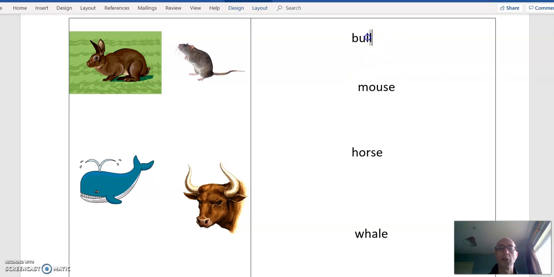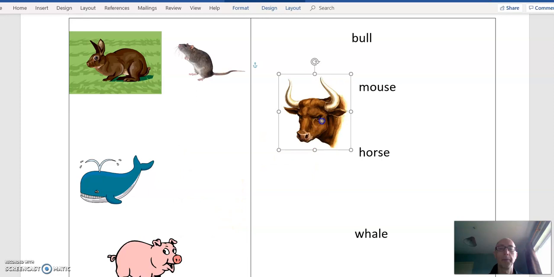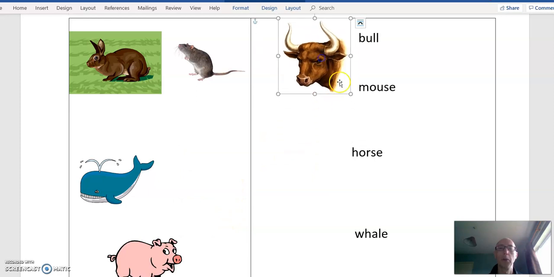For example, what's this first word here? Bull. Bull. Can you find a bull here? Where's the bull? Yes, exactly. It's this one. So we move the bull over here.